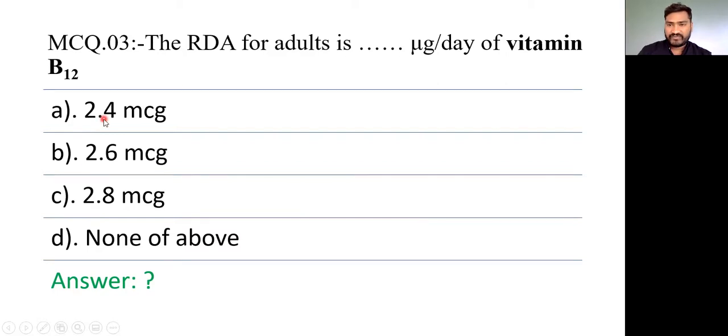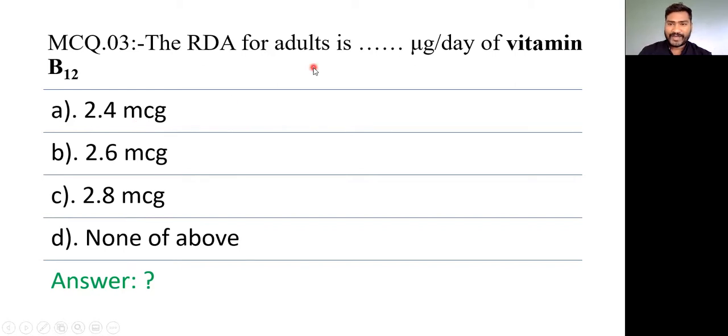Both males and females require a daily amount of vitamin B12 of 2.4 micrograms. If a woman is pregnant, she will require 2.6 micrograms daily of vitamin B12. And the third one, in a lactating mother, is the recommended daily allowance for that condition. So option A is correct, which is the adult dose.